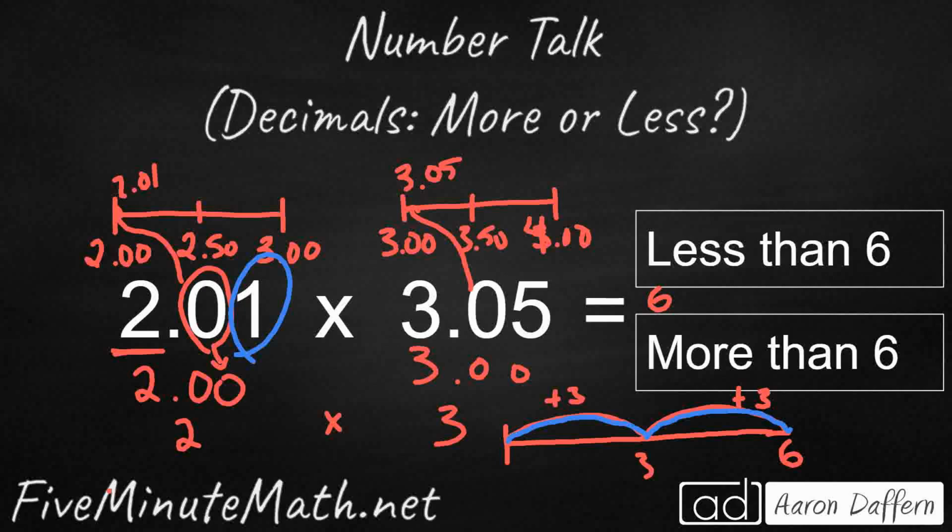So you noticed when I rounded both of these numbers down to make them fit into 2 and 3, if I'm trying to figure out whether it's less than 6 or more than 6, I've got to add those back in at the end. And so my answer is going to be a little bit more than 6.